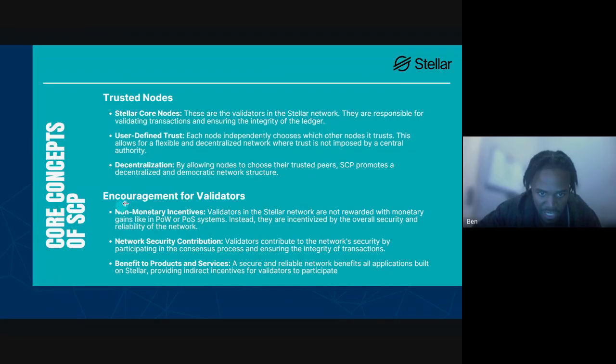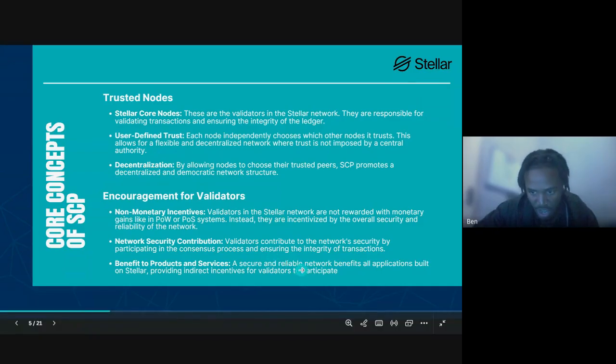So, encouragement for validators. Like I mentioned before, validators in the Stellar network are not rewarded with monetary gains like proof of work or proof of stake. Instead, they are incentivized by the overall security and reliability of the network. Network and security contribution: another encouragement for validators. Validators contribute to the network security by participating in the consensus process and ensuring the integrity of transactions.